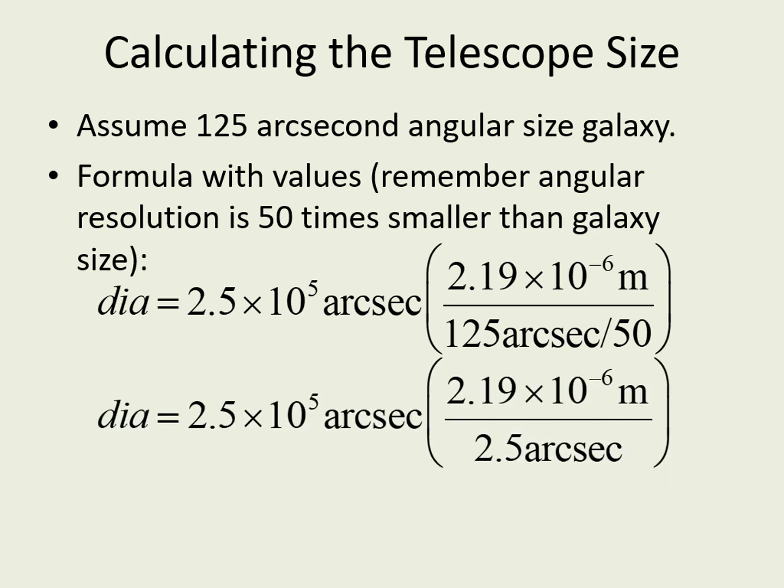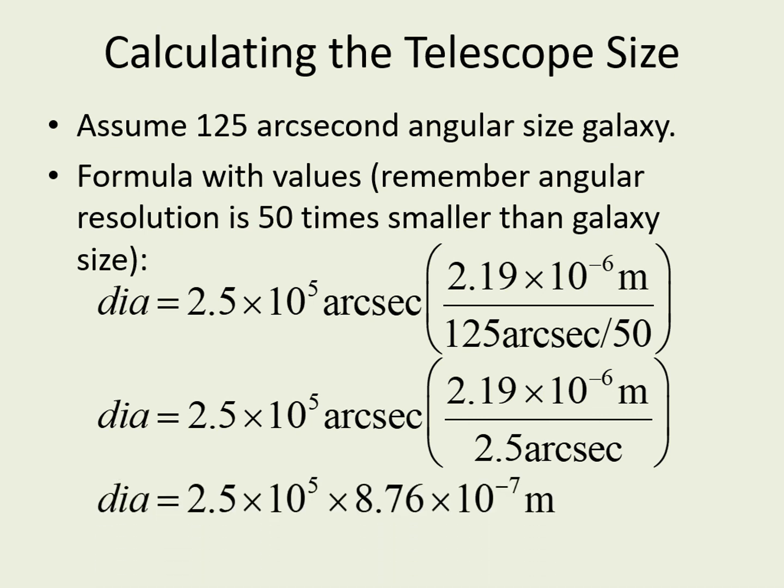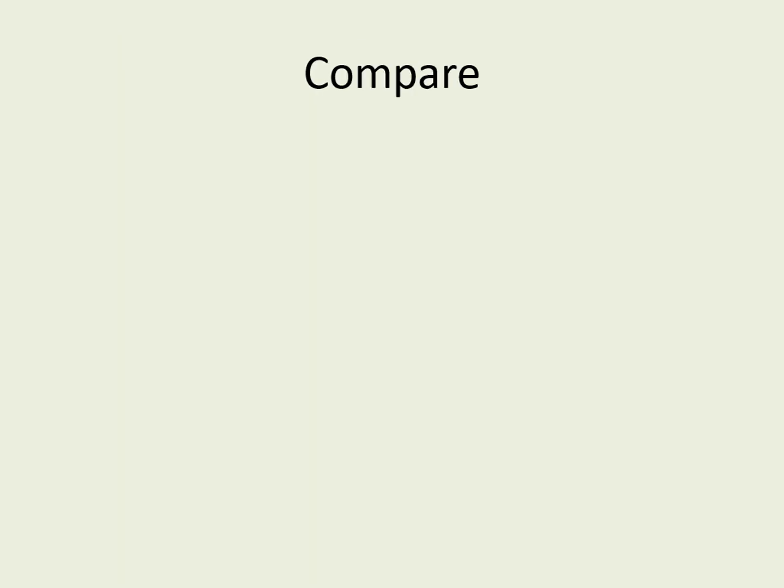First, we divide the angular size of the galaxy by 50 to get the angular resolution we need. Next, we divide the wavelength by the angular size and multiply through by the constant. The arcseconds cancel out here, so our answer is in meters. This result, 0.22 meters or 22 centimeters, is fairly typical of the sort of answers you should expect here.